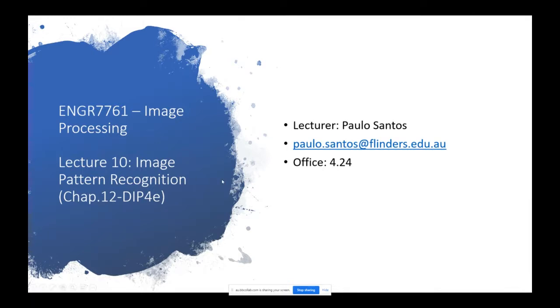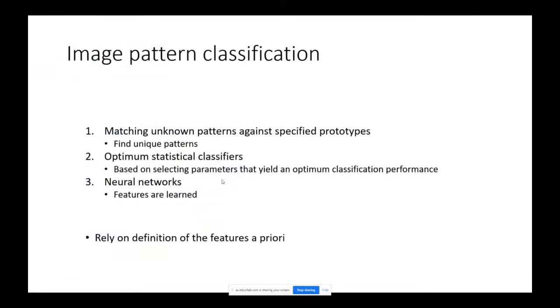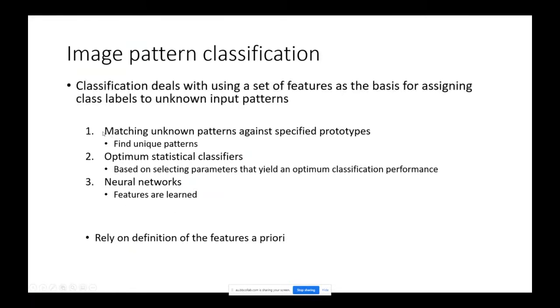Right, so what's image pattern classification? Basically, what I want to do is, given an image, tell what this image is, or what's inside of this image. There are many ways of doing this. As I said, classification deals with using a set of features as the basis for assigning class labels to unknown input patterns. This is the general case of pattern matching or pattern classification.